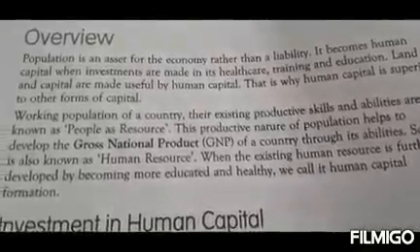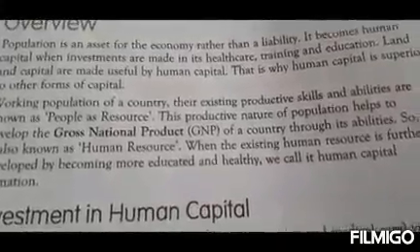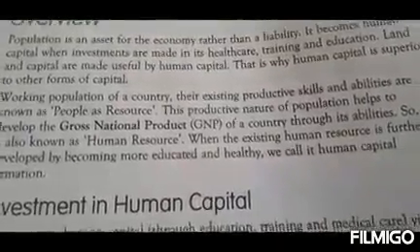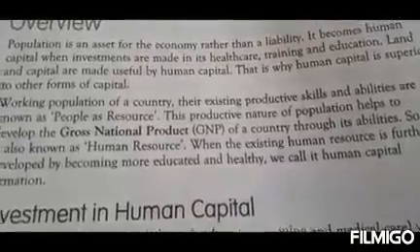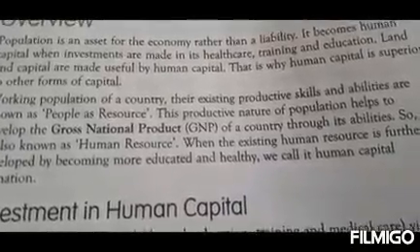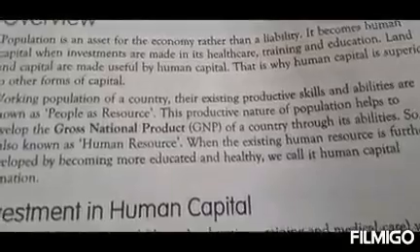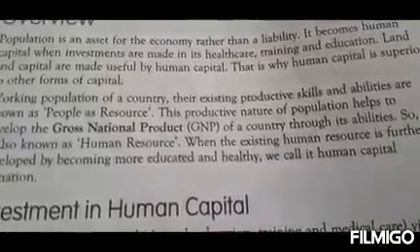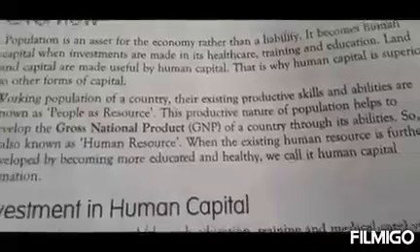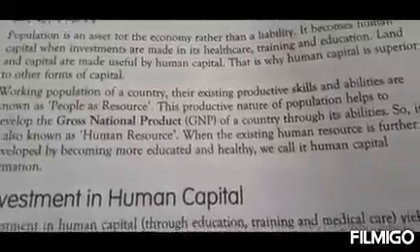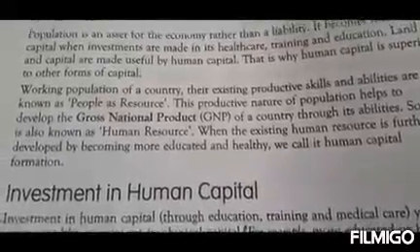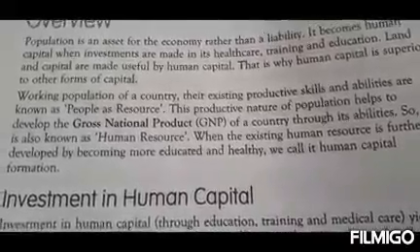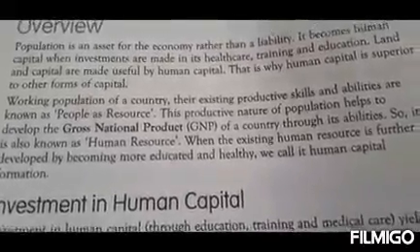So what is gross national product? Gross national product is the total value of goods produced and services provided by the country during one year. So it is the total national economy of the country that is known as gross national product.